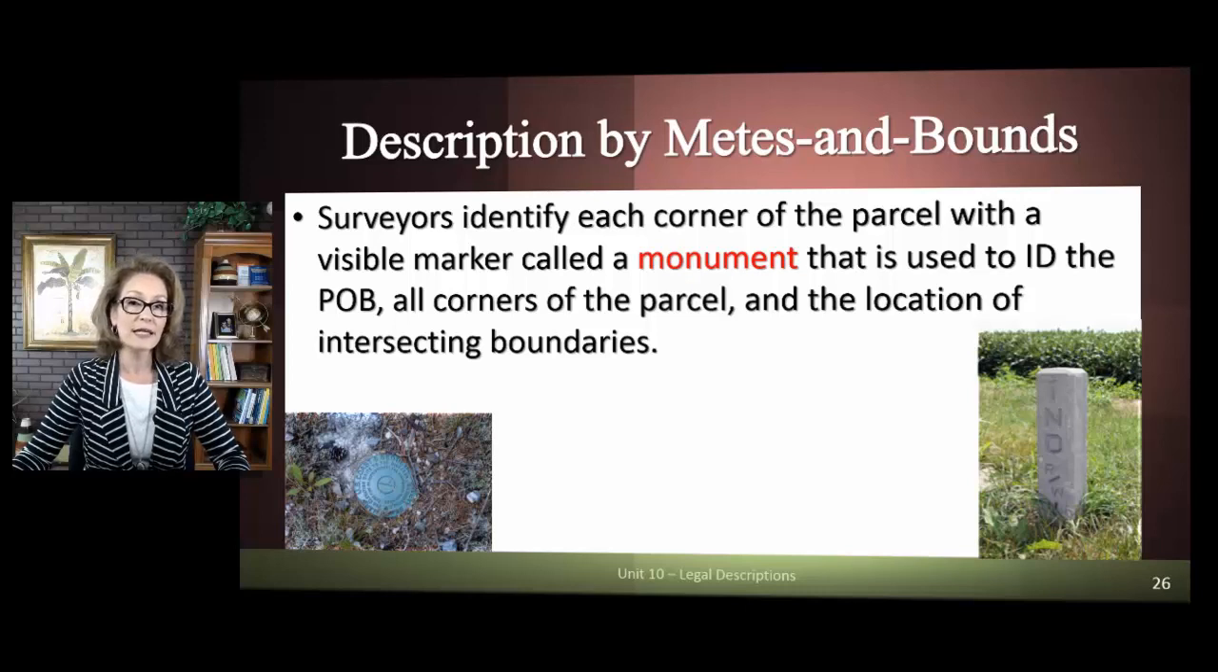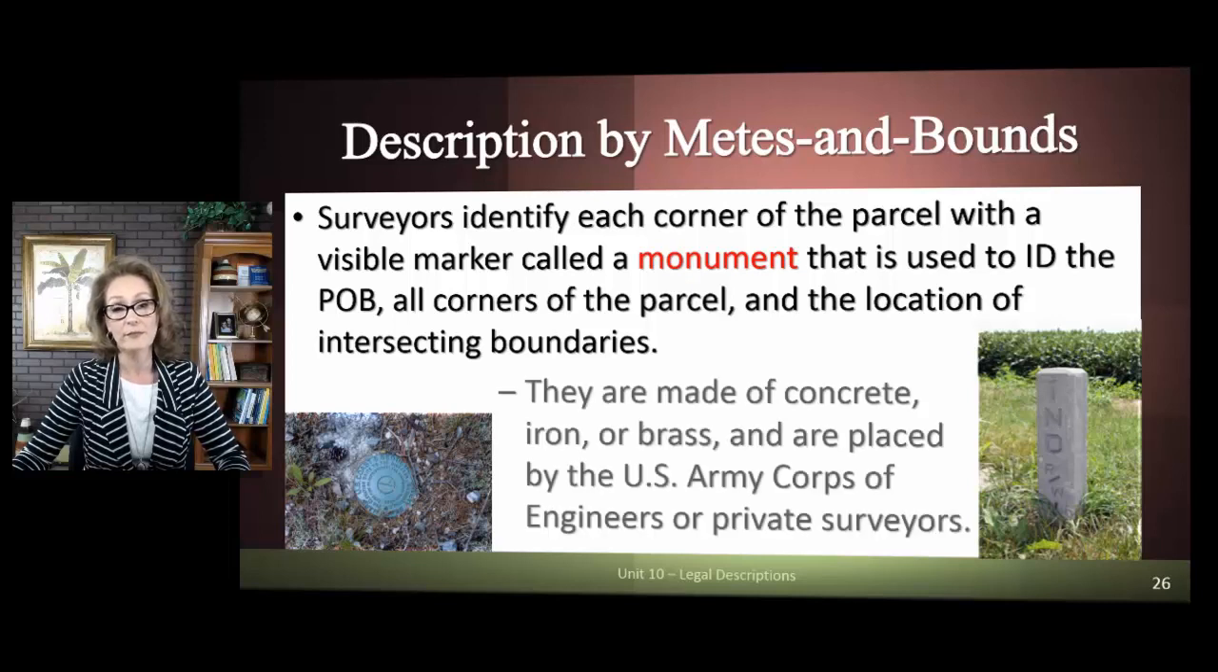Surveyors identify each corner of the parcel with a visible marker called a monument. That is used to identify or ID the point of beginning, or POB, all corners of the parcel, and the location of intersecting boundaries. They are made of concrete, iron, or brass and are placed by the United States Army Corps of Engineers or private surveyors.